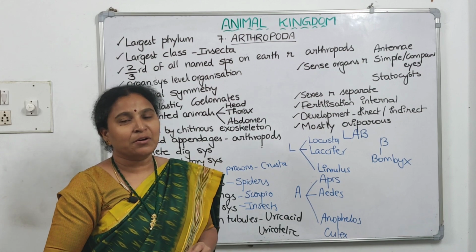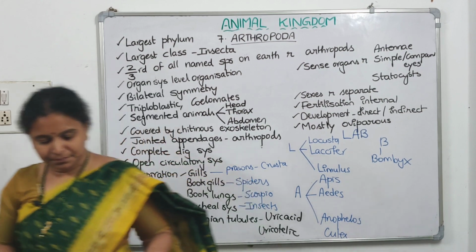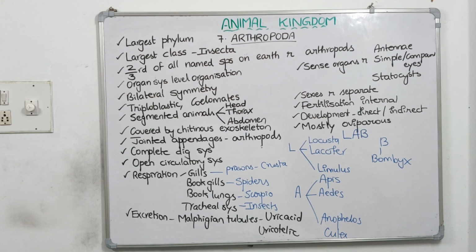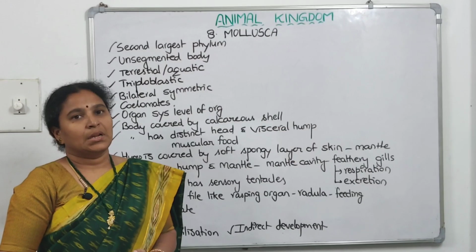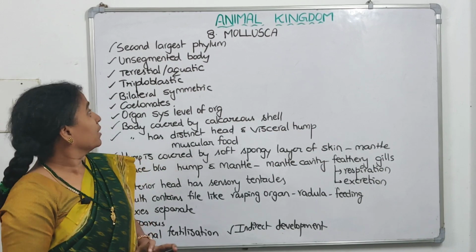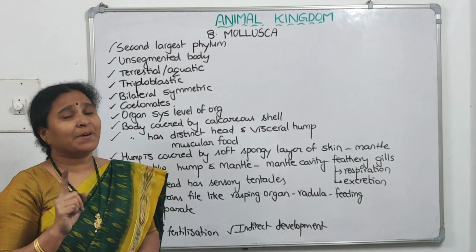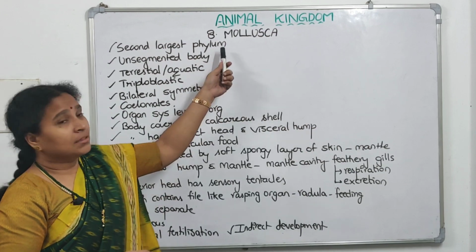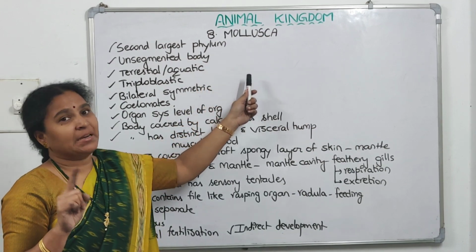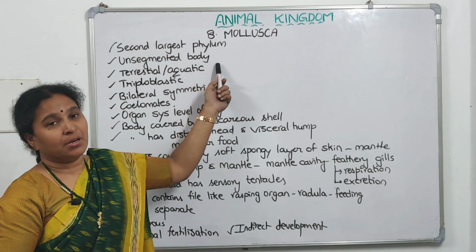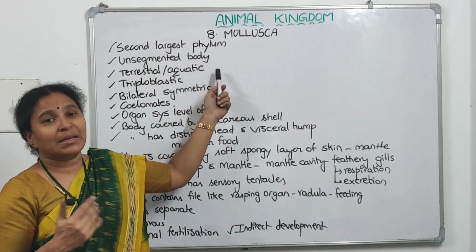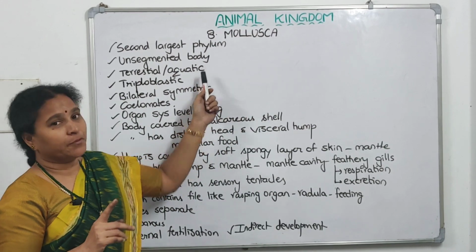Take a screenshot. Then we'll go to the next phylum, Mollusca. So the 8th phylum is Mollusca. The first biggest phylum is Arthropoda. The second biggest phylum is Mollusca. Annelids and arthropods are segmented, but molluscs have an unsegmented body. They can be terrestrial, they can be aquatic. Aquatic means freshwater or marine water forms.